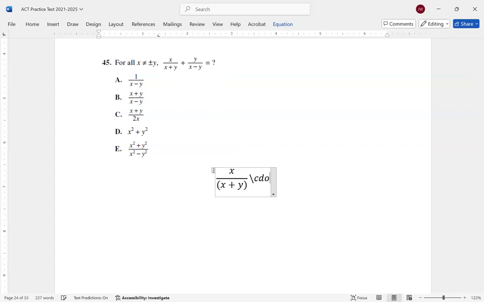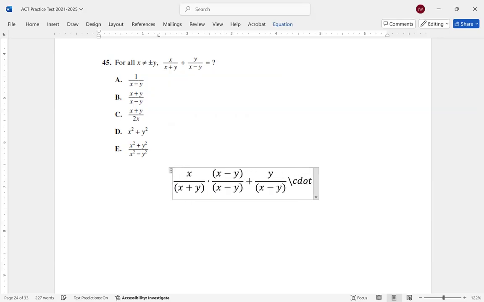And in order to get common denominators, I'm going to have to multiply each fraction by a fraction which is equivalent to 1. So in these cases, notice that x plus y is one denominator, x minus y is the other. So in the first fraction, I need to multiply by x minus y on top and bottom. On the second fraction, what I would want to do is multiply times x plus y on top and bottom.